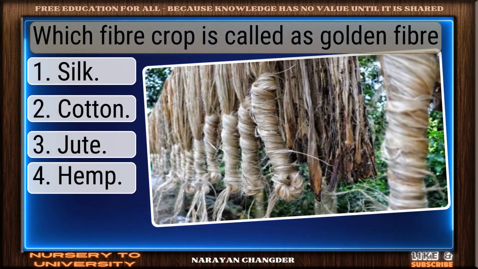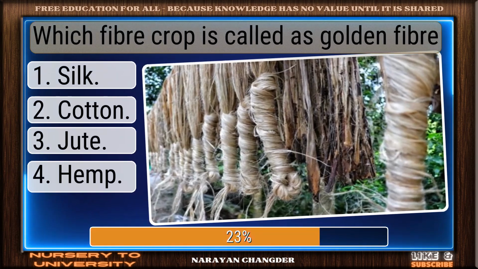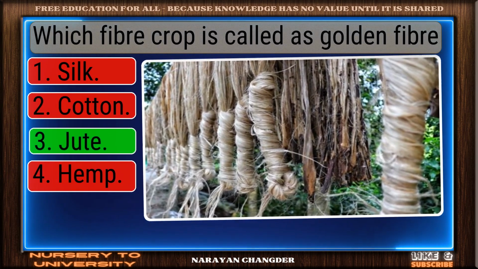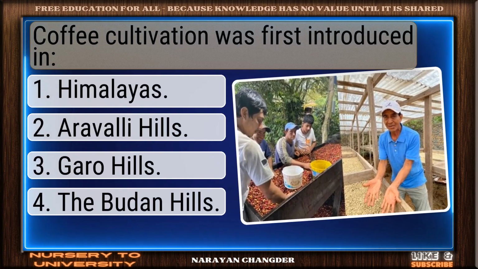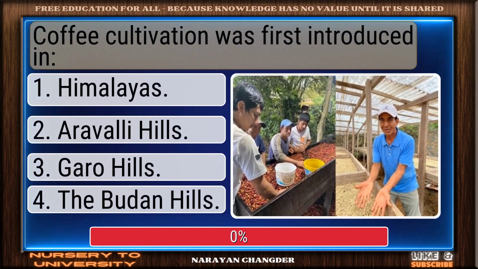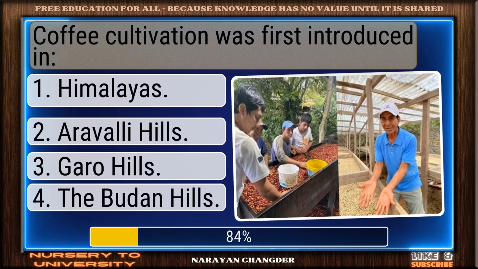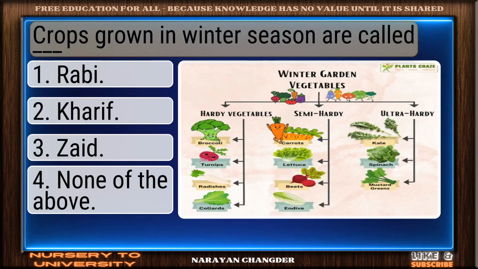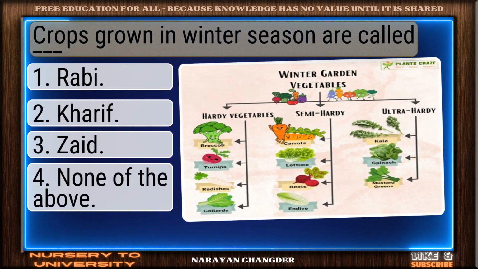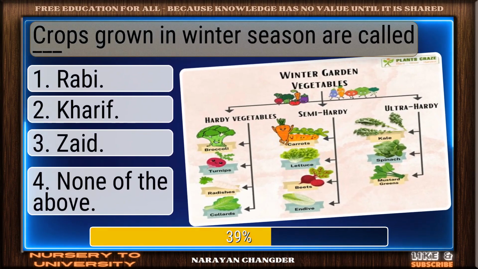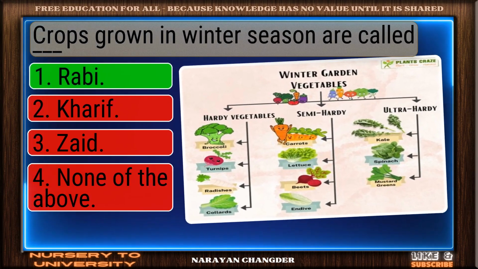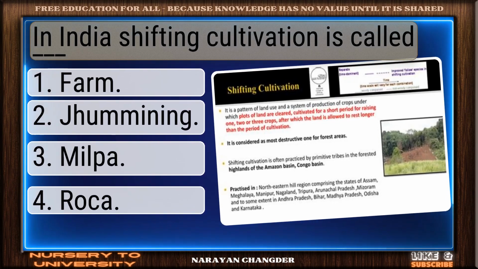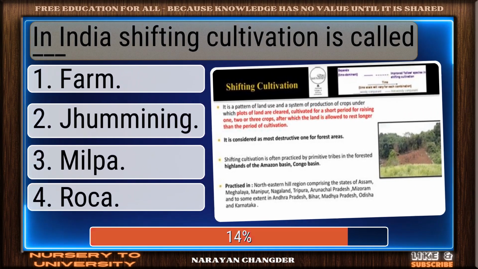Which fiber crop is called golden fiber? Nice selection. Jute is correct. Coffee cultivation was first introduced in... Solid response. The Baba Budan Hills is valid. Crops grown in winter season are called dash. Sharp thinking. Rabi is right. In India, shifting cultivation is called dash.